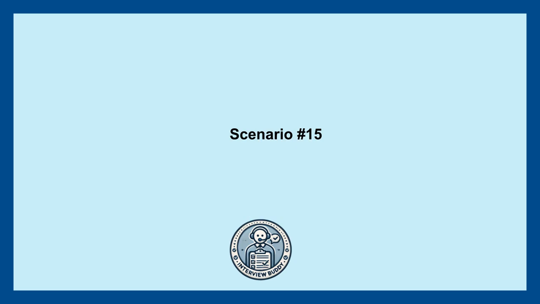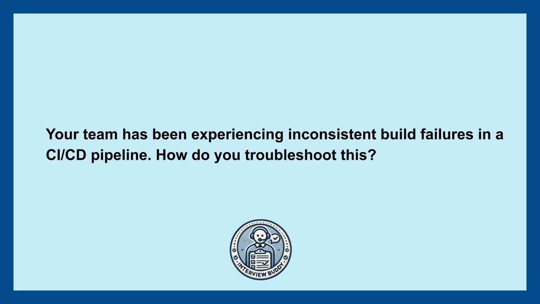Scenario number. Your team has been experiencing inconsistent build failures in a CI/CD pipeline. How do you troubleshoot this?